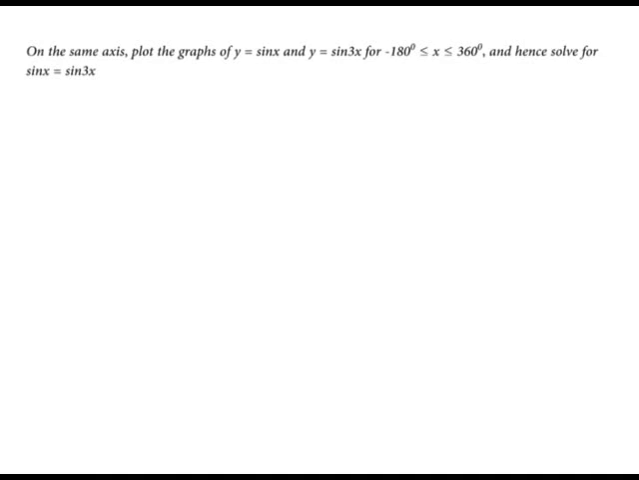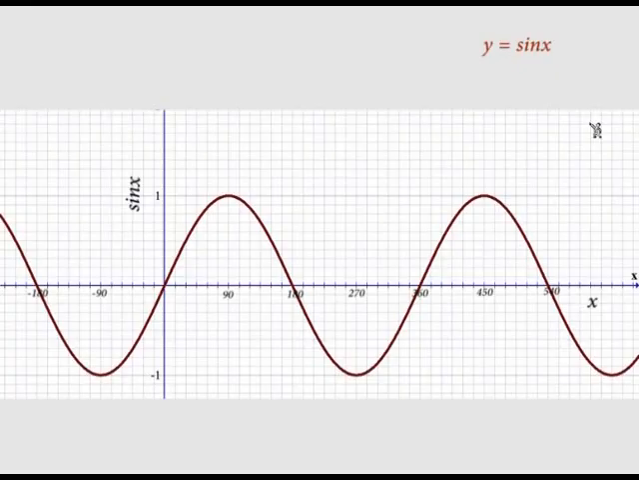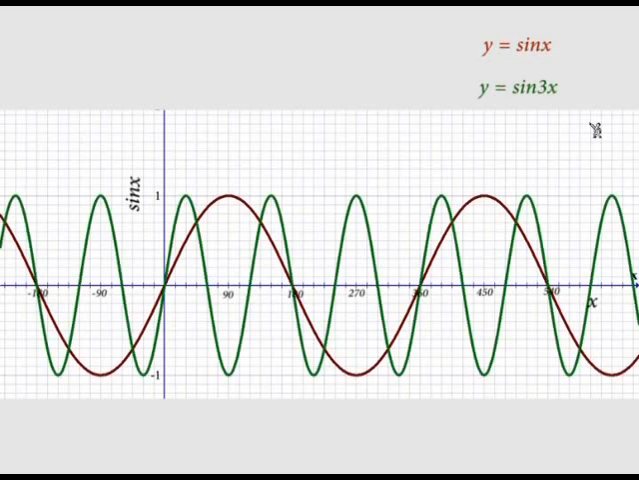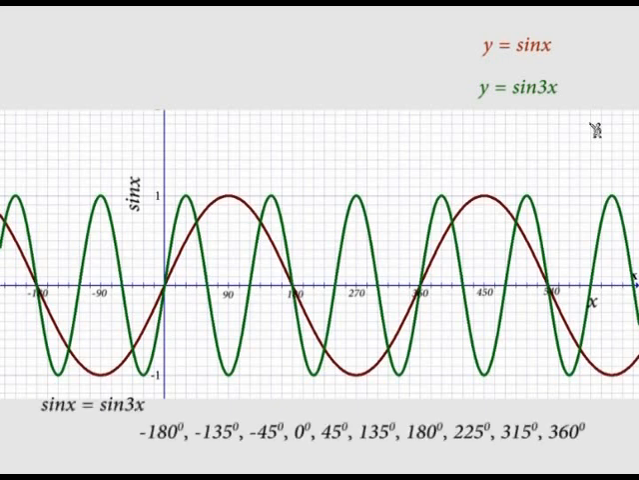First, we make tables of values for the two functions. This is the graph of y is equal to sine x, and this is the graph of y is equal to sine 3x. The solution for this equation, sine x is equal to sine 3x, is the x value for all points where the two graphs intersect. We look at the graph, and those values are negative 180, negative 135, negative 45, 0, 45, 135, 180, 225, 315, and 360 degrees.